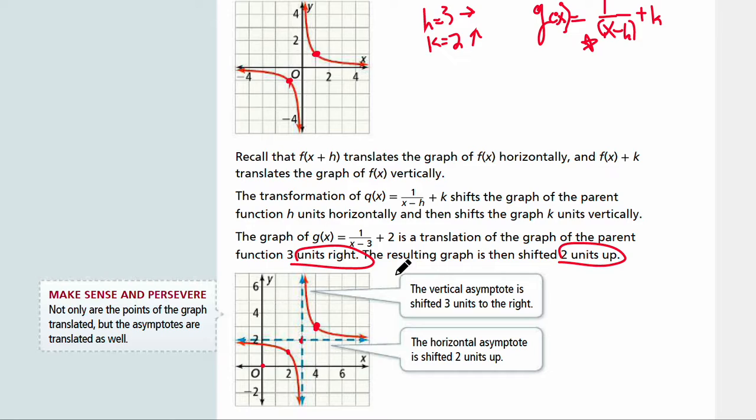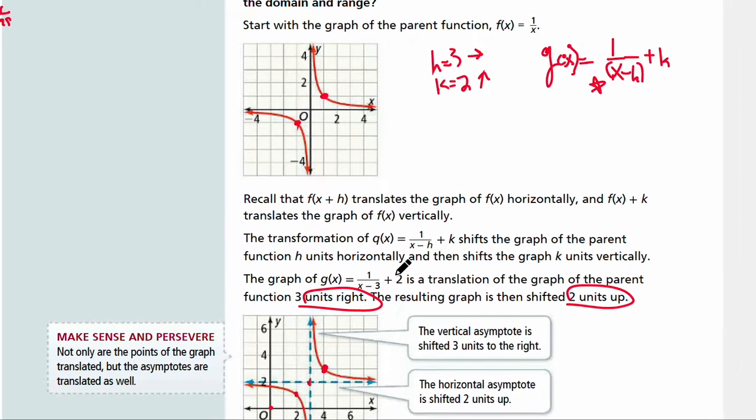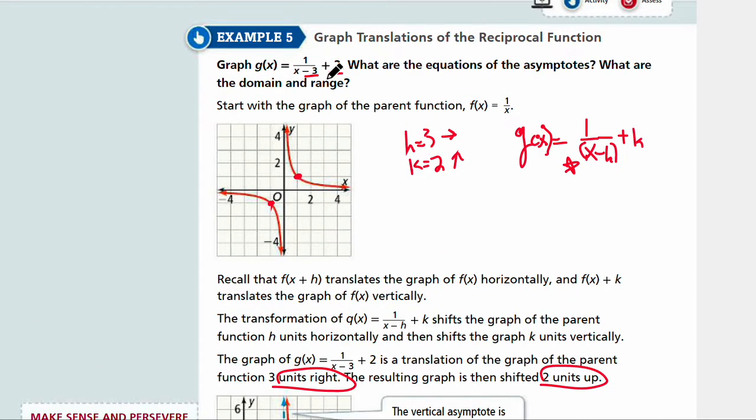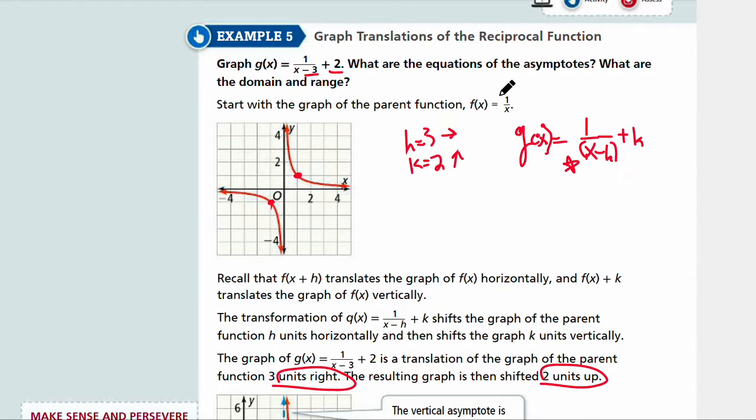Okay, if you know the translation, if you know the rules of transformation, it's really easy to shift your graphs and compare your complicated function from your parent function. Now it's not too complicated anymore.